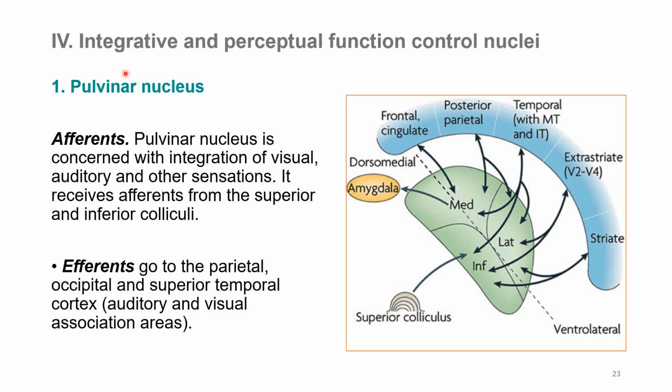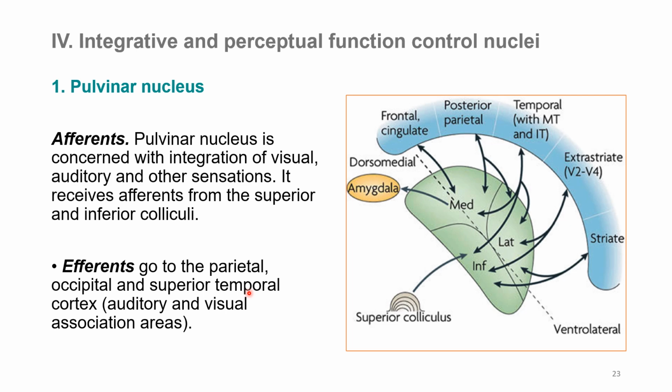Then coming to the last category, integrative and perceptual function control nuclei. In that we have the pulvinar nucleus. This is the pulvinar nucleus. The afferents to the pulvinar nucleus are concerned with the integration of visual, auditory and other sensations. It receives afferents from the superior and inferior colliculi. So this receives impulses from the superior colliculus and inferior colliculus also.